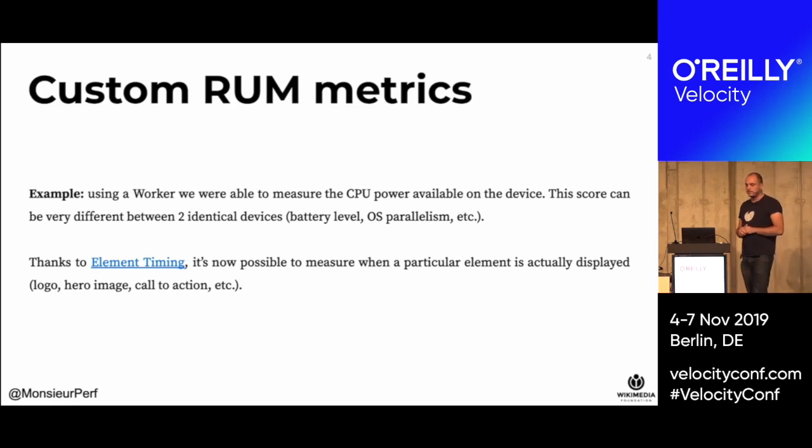There's also device clutter, people having a lot of apps running in the background, this sort of thing. So this micro benchmark allows us to get a better idea of how powerful the device is at the time the page load happened. And so it allows us to put into perspective the metrics that we get from the performance APIs.